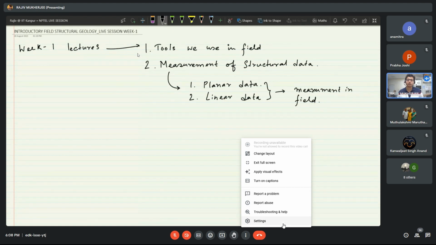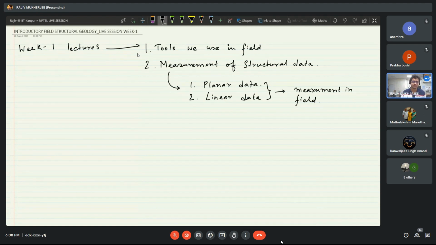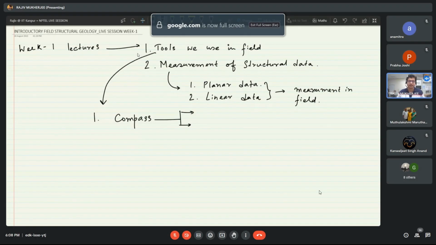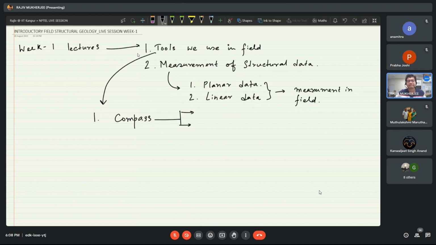So coming to the tools that we use in field, first of all, we use compass. Now, can anyone tell which are the two main compasses we use in the field? I mean, measuring compasses. Brunton compass and clinometer. Yes, excellent. So Brunton and clinometer compasses.